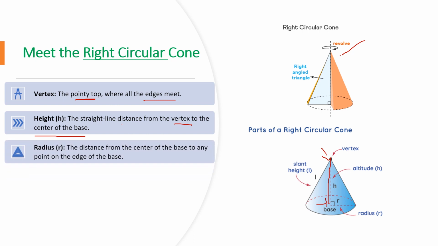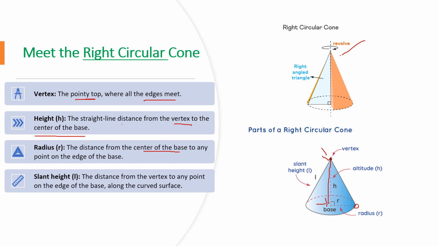And what is radius? The distance from the center of the base. Look at it, the bottom part is circular, correct? So from the center to the edge, the distance is called radius. Of course, you know the radius of a circle, and this is very similar to that. And slant height is a new word, right? The distance from the vertex. See, what is the vertex here?